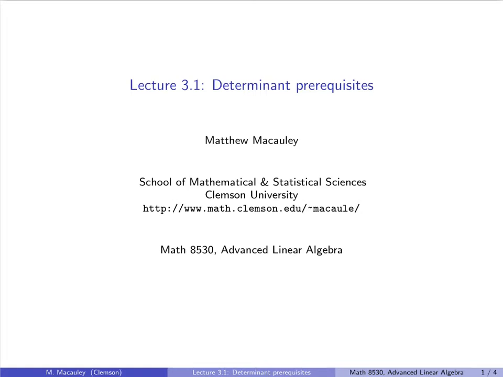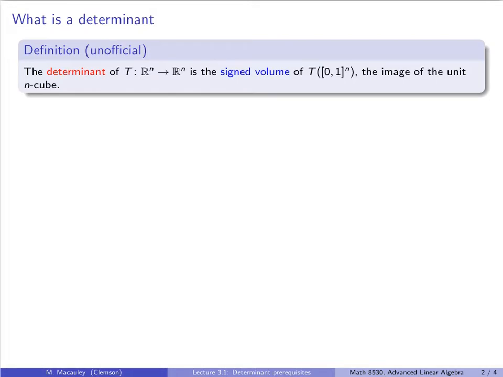Okay, let's get started. Here is our unofficial definition of the determinant. Now, determinants in general are only defined for linear maps from a vector space to itself. And this unofficial definition really only makes sense for R^n to itself, so not C^n or Z_2^n. So this is the signed volume of the image of the unit n-cube. So that's how we write the n-cube. And let me give you a few pictures as to what I mean by that.